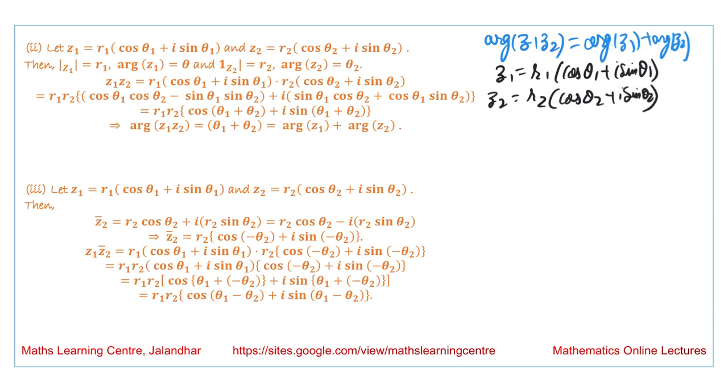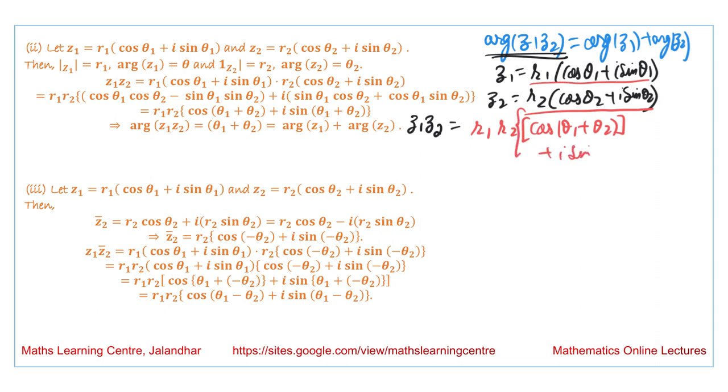Now, if we are talking about the argument of z1 into z2, it means we have to calculate the value of z1 into z2. So if we multiply both these numbers, the answer we will get is r1 r2 into (cos of theta 1 plus theta 2 plus iota sine of theta 1 plus theta 2).